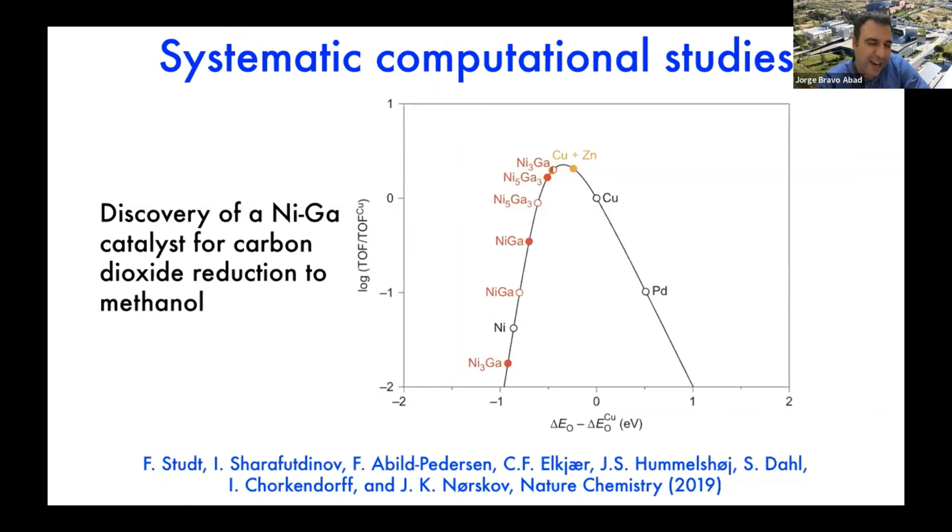Of course, there is a lot of work done through systematic computational studies in this area. This is a work that I like a lot, in which they were able to discover a new nickel gallium catalyst for carbon dioxide reduction to methanol just by doing a large number of simulations. The figure shows the turnover frequency of the catalyst as a function of the adsorption energy of oxygen on the surfaces of the materials. But the point is that you can do high throughput computational studies and find very good results.